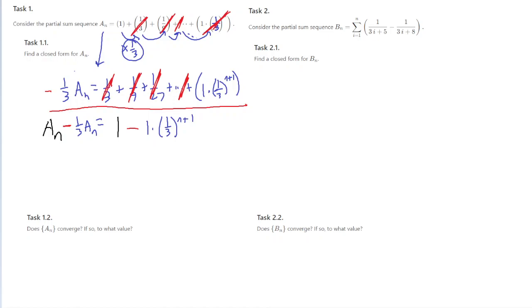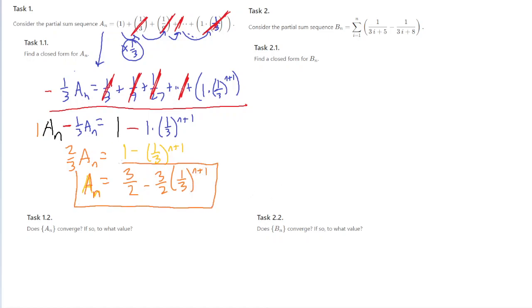Combine this stuff over here on the left, I see I have 2/3. 1 minus a third is 2/3 a_n. On the right, I could simplify this down a little bit into 1 minus 1/3 to the n plus 1. And then I'm going to solve for a_n and finally get my answer here, multiplying by 3/2 on both sides: 3/2 minus 3/2 times 1/3 to the n plus 1. And there's my closed form partial sum sequence.